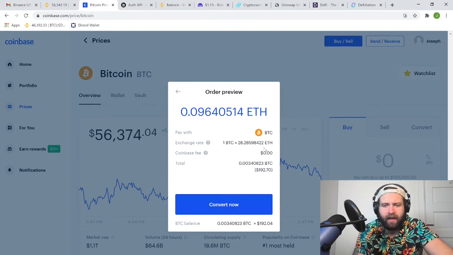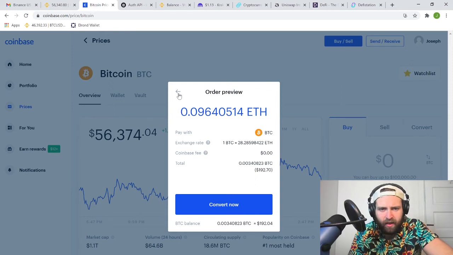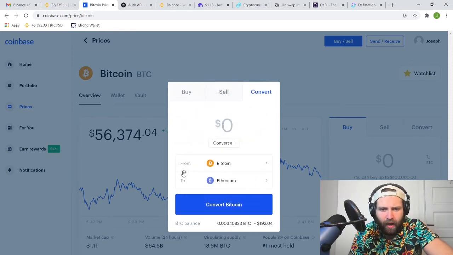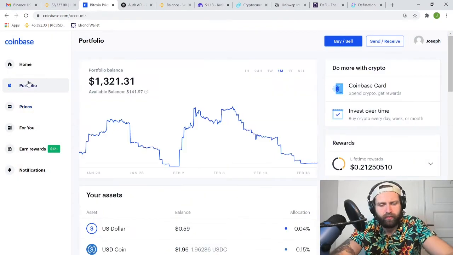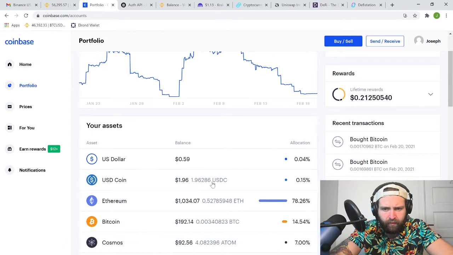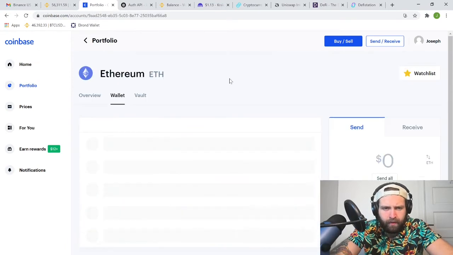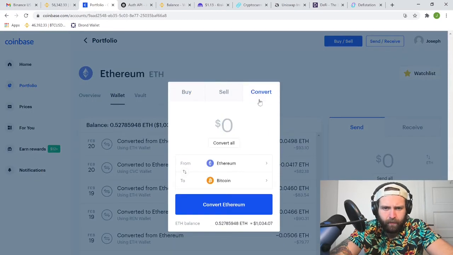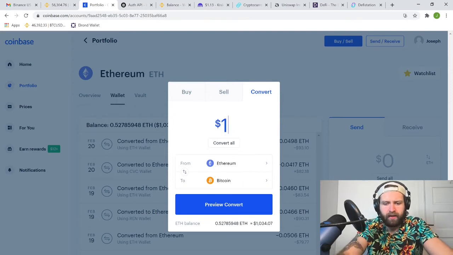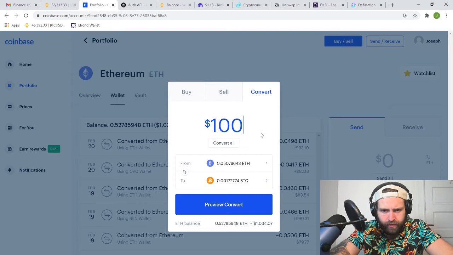So actually, that might have lagged a little bit. So I am trying to go from Ethereum to Bitcoin. So let's go back to our portfolio. And for the sake of this example, let's transfer just a little bit of Ethereum over into Bitcoin. So let's convert. And I'm going to send it from my Ethereum wallet and I'm going to change it into Bitcoin. And let's do $100.